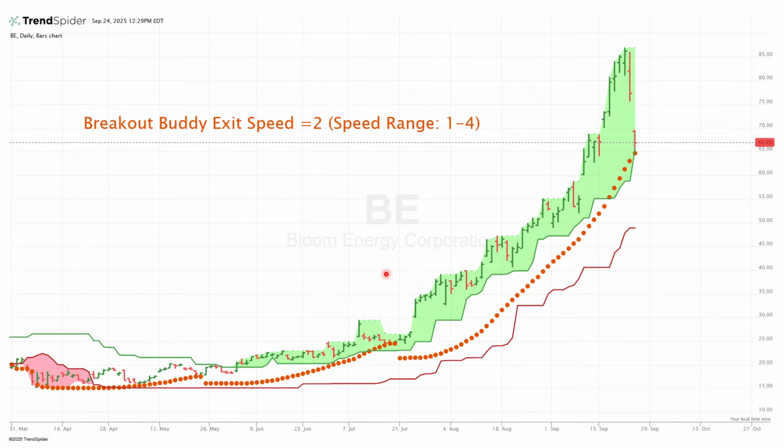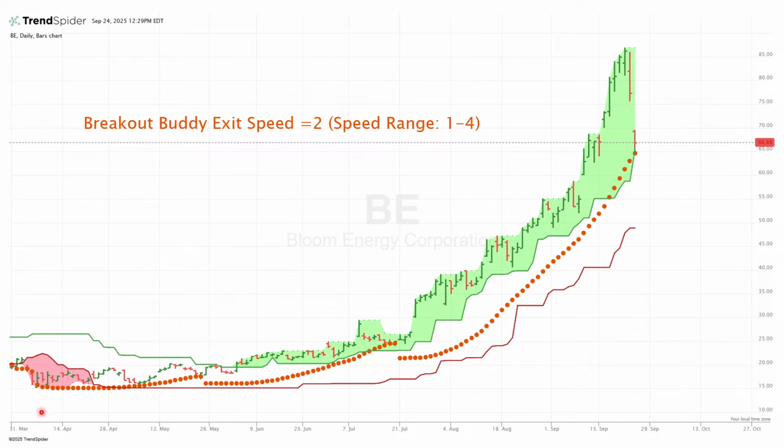We're still on daily data for Bloom Energy. We still have the Breakout Buddy indicator painted here. And now we have the PALS accelerating exit, but with the speed of 2, which is a faster speed. As speed goes up, the stop moves more rapidly, so you should get more trades, i.e. you'll get stopped out more often.